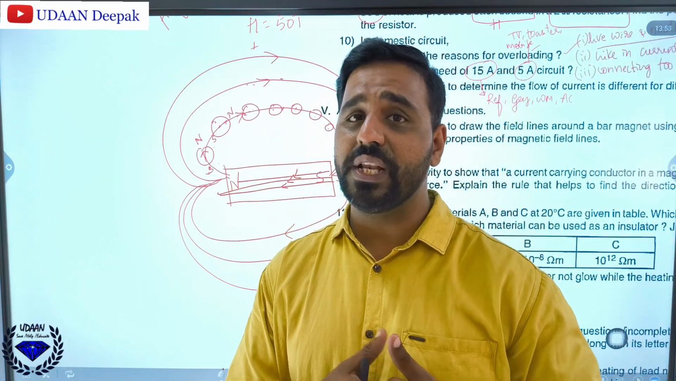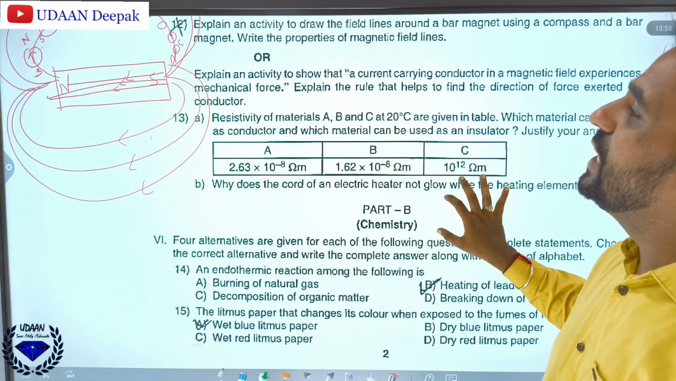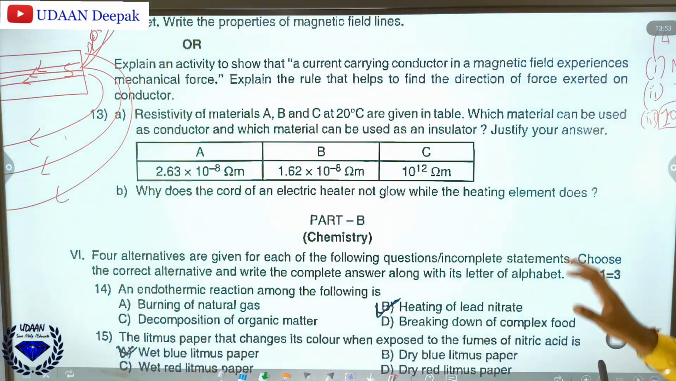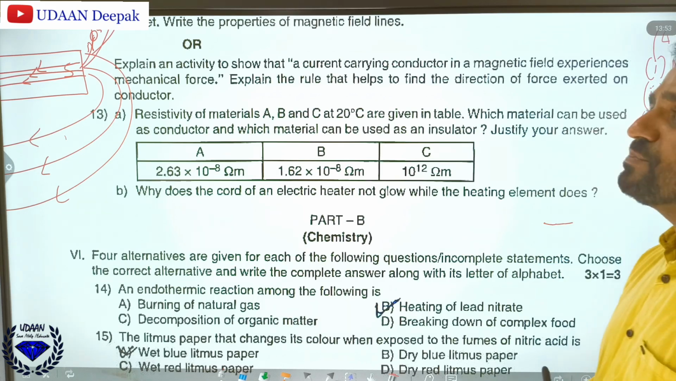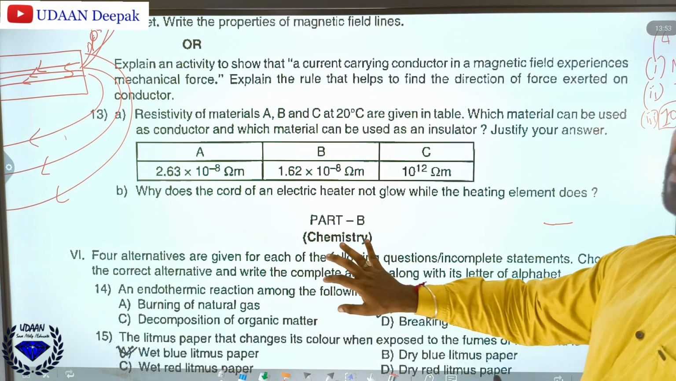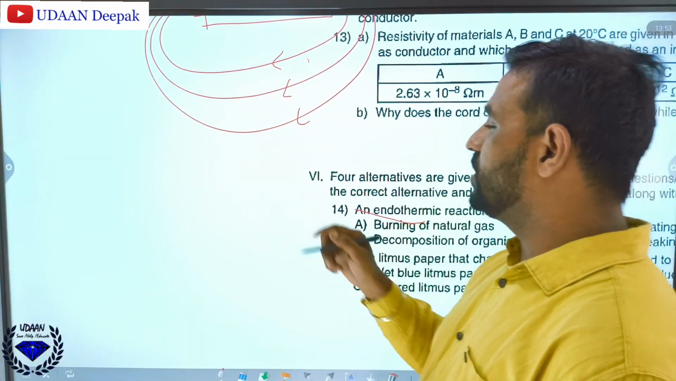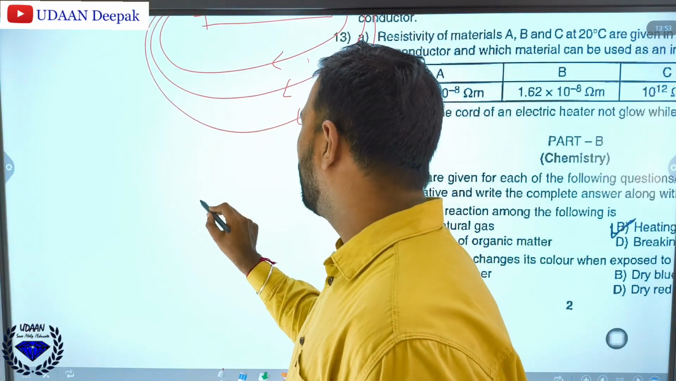So this is a fixed question you should be able and capable to write. Then there is one more activity. Explain the activity to show that the current carrying conductor in the magnetic field experiences mechanical force. Explain the rule that helps us to find the direction of force exerted on the conductor. So here, what you should do is take one aluminium rod.